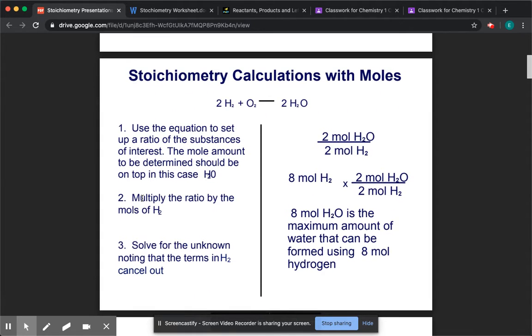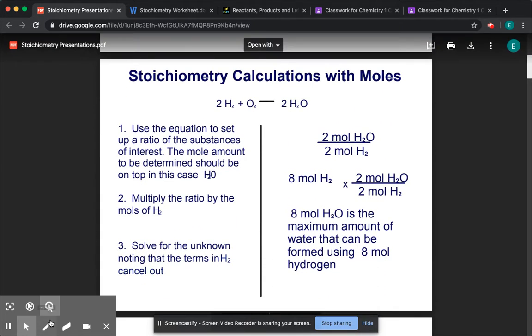Here, same equation as above. The ratio we want to use, in this case, is going from moles of hydrogen to moles of water. We want to use this equation to determine how much water we are going to make. First thing you do is set up your ratio. This is our ratio: 2 to 2, 2 waters per every 2 hydrogens.